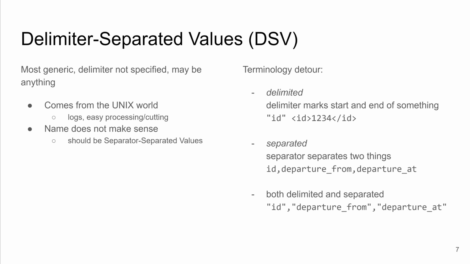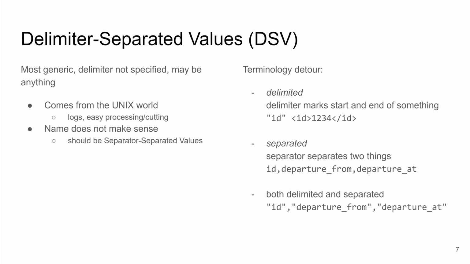And this is where we take another detour. This time it's a terminology detour, and we'll talk about delimiter, which basically establishes boundaries of, for instance, some value. So it delimits the start and the end of the value. So for instance, an XML tag, the start tag and the end tag, those are delimiters. Or if you surround a value in double quotes, that is also a delimiter. But this is not what DSV is about.